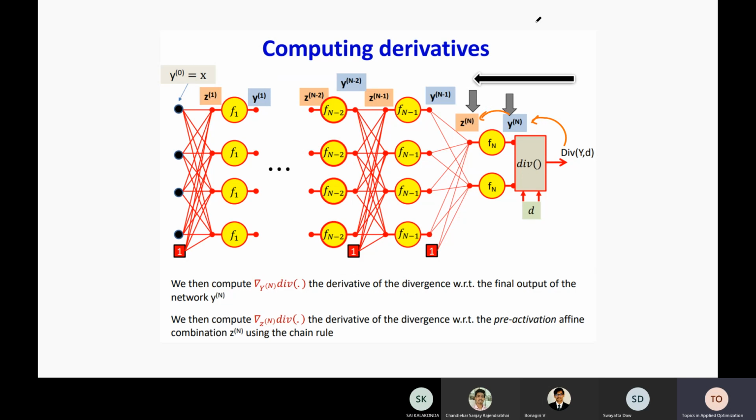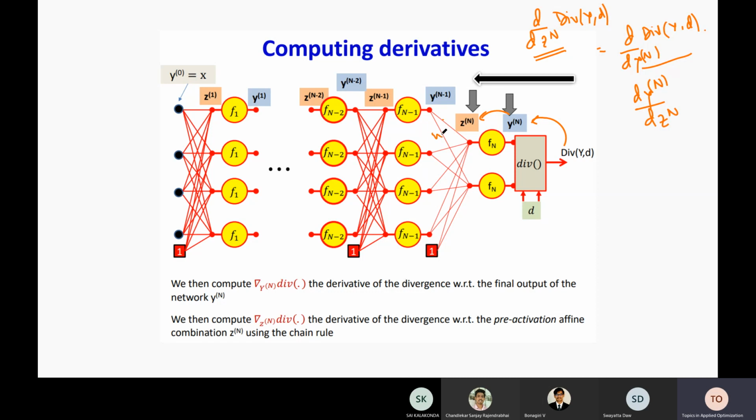If I have to compute d by dzn of my loss function, the divergence Yd, I have to compute d by dyn of the divergence Yd, multiplied by dyn by dzn. According to the chain rule, first I see this as a function of yn, and then yn was obtained from Zn. So this is how we will reach w.